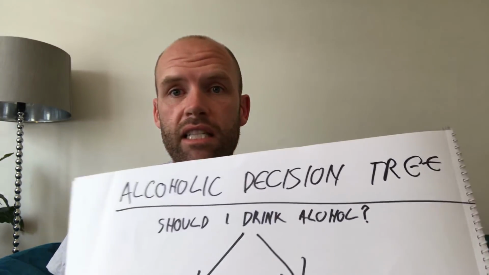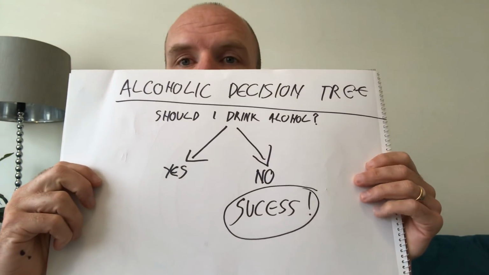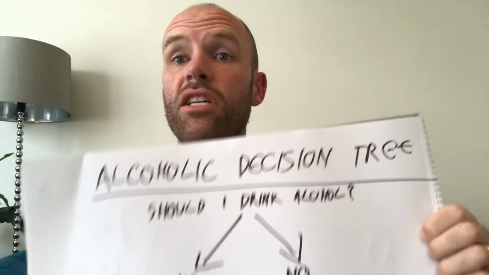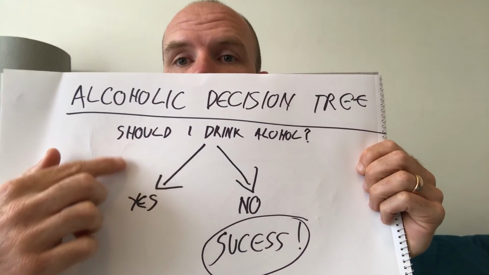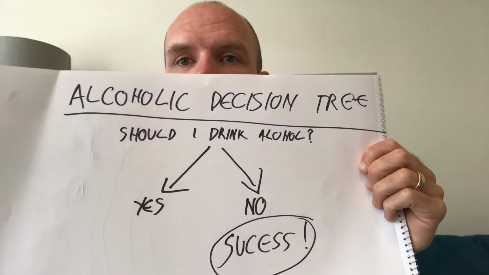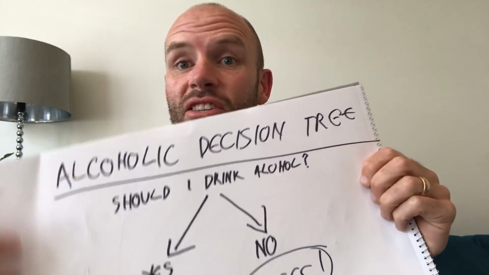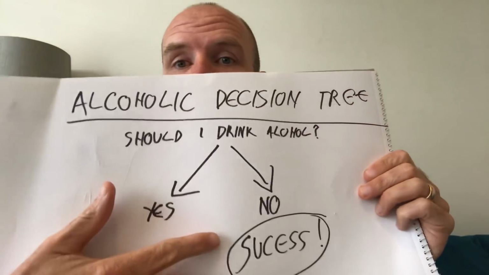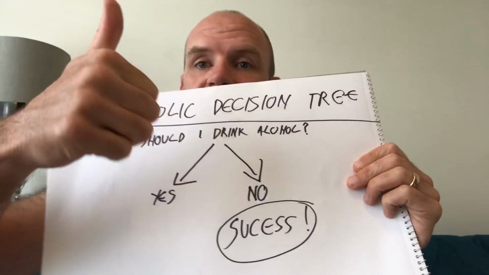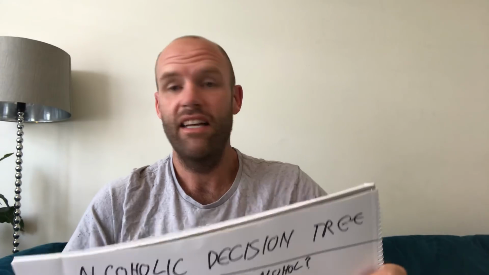food. If you look at the decision tree of an alcoholic, here it is. Excuse my terrible handwriting, but anyway, alcoholic decision tree. Should I drink alcohol? Yes or no? That's it. They've got one decision to make. Do I drink alcohol? Yes or no. If they say no, success. Well done. All right? And that's it.